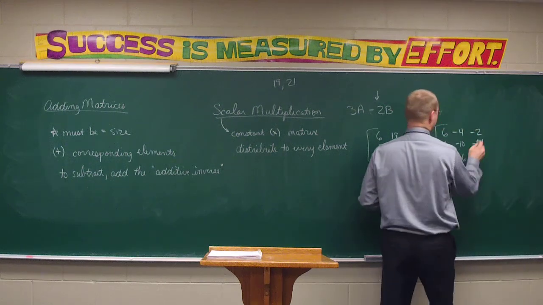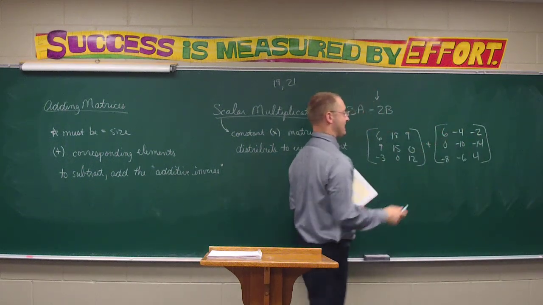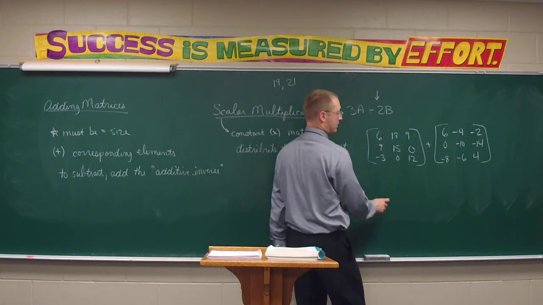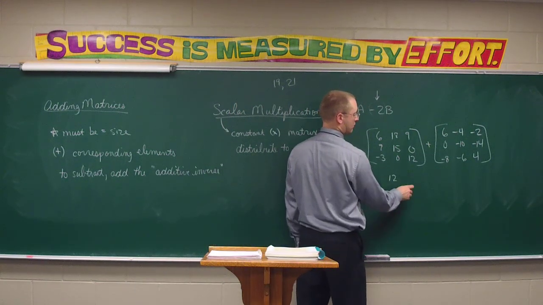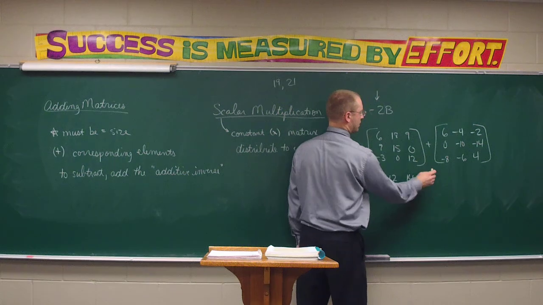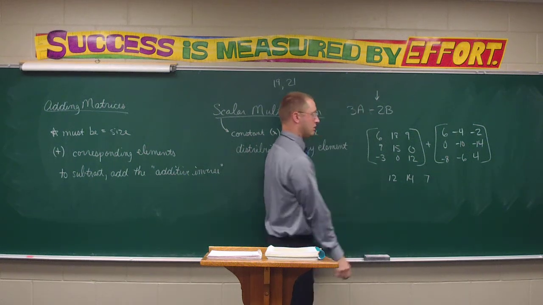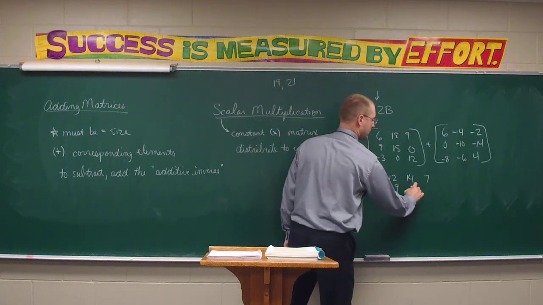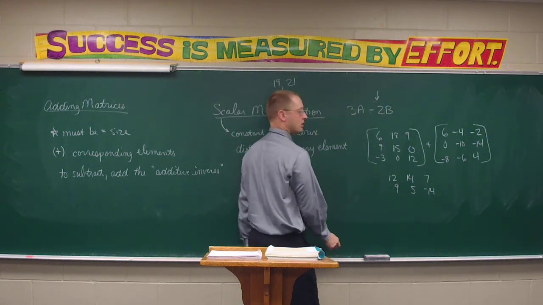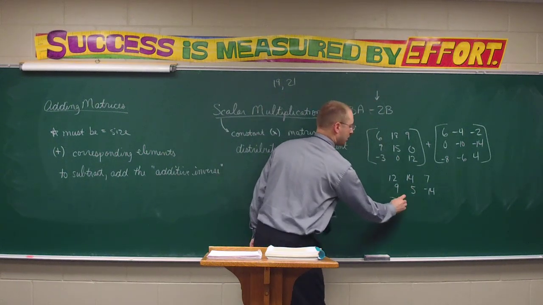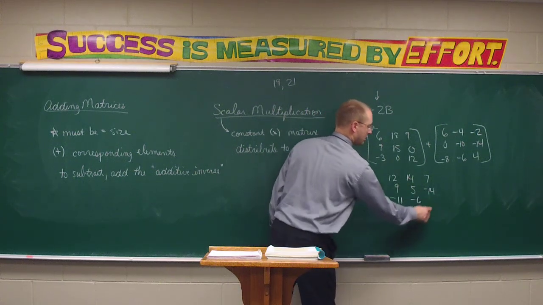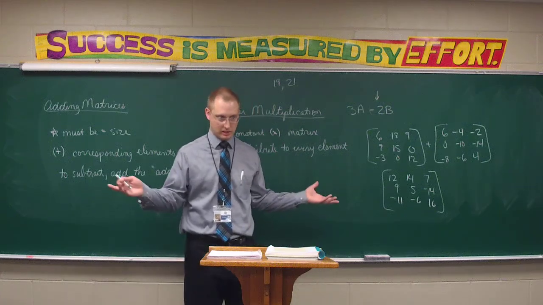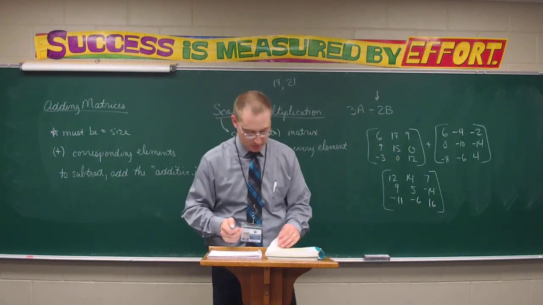All right, and because we distributed the negative 2, we get to add, which makes life easier. So when we add the matrices now, Abby, what do we get? 12, 14, 7, 9, 5, negative 14, and negative 11, negative 6, 16. There we go. And we're done. Does that seem pretty easy? Look at the next page.